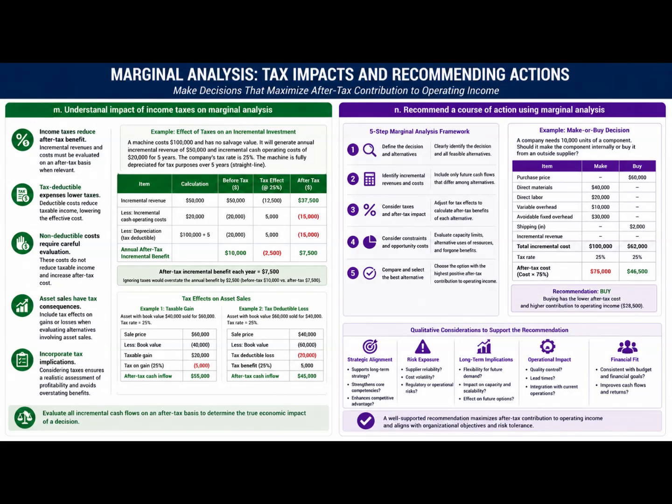Non-deductible costs require careful evaluation. For decisions involving asset sales, tax effects on gains or losses must be included. Incorporating tax implications ensures realistic profitability assessment and avoids overstating economic benefits.